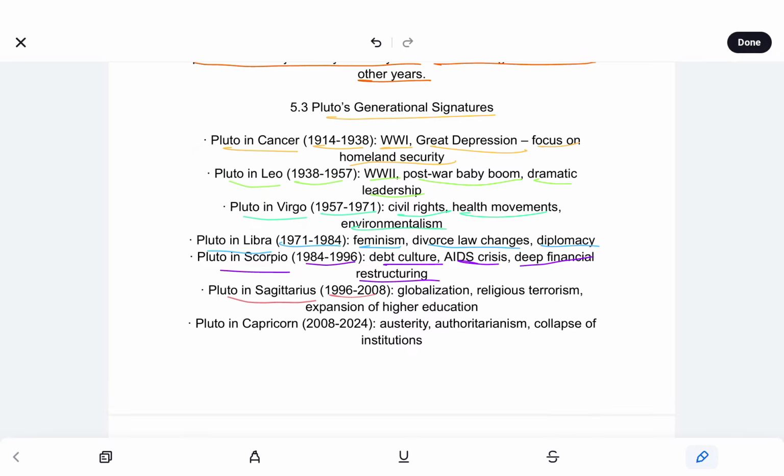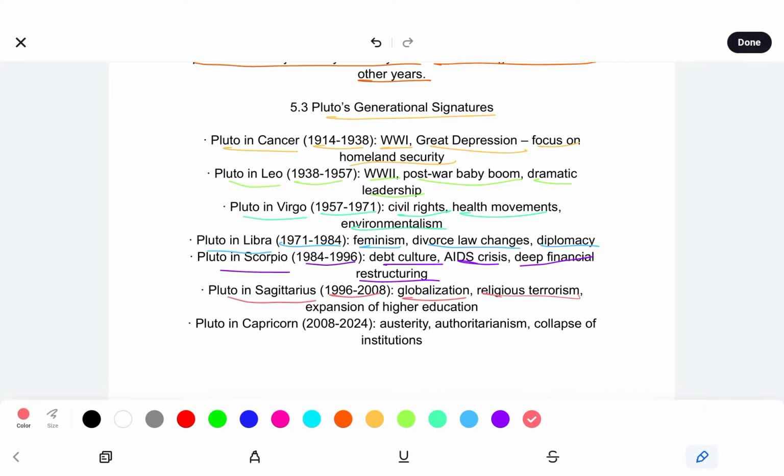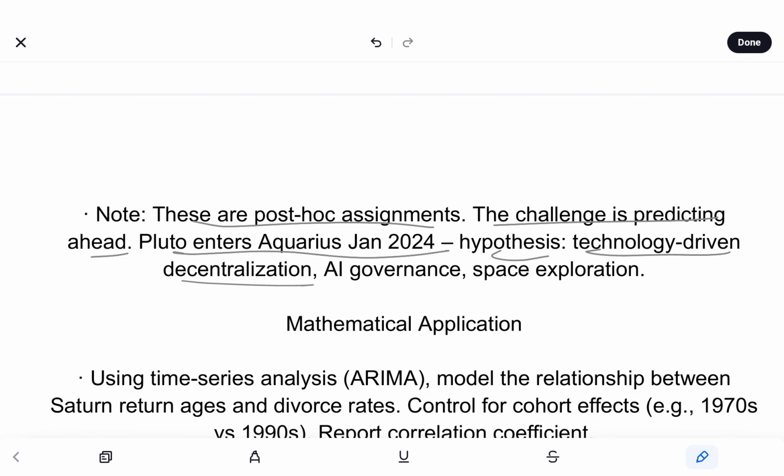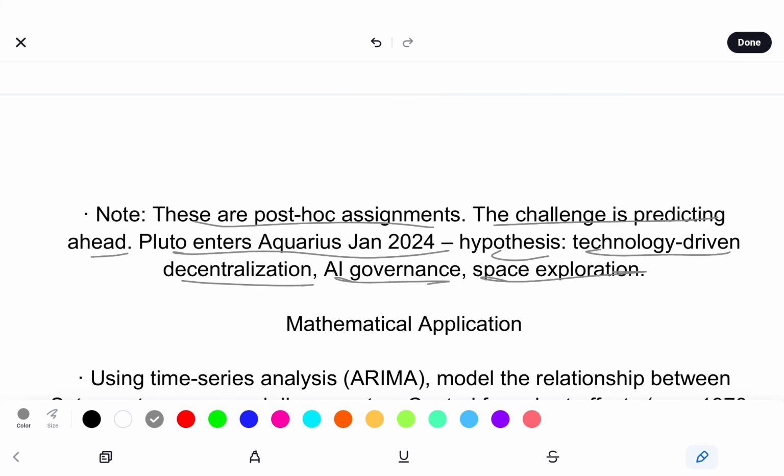Pluto in Sagittarius from '96 through 2008 brought globalization, religious terrorism, expansion of higher education. Pluto in Capricorn from '08 through 2024 brought austerity, authoritarianism, collapse of institutions. These are post-hoc assignments. The challenge is predicting ahead. Pluto enters Aquarius January 2024. Hypothesis is technology-driven decentralization, AI governance, and space exploration.